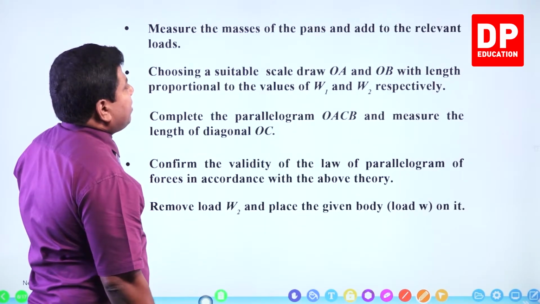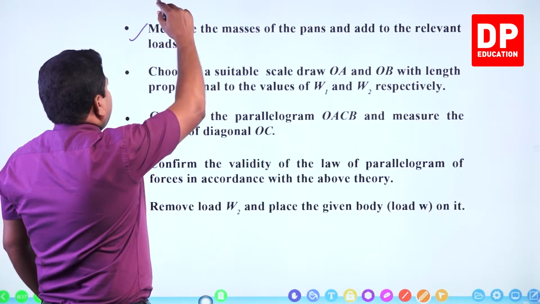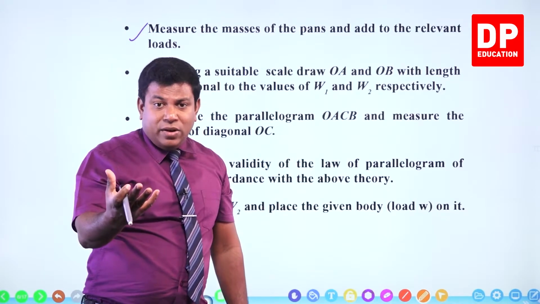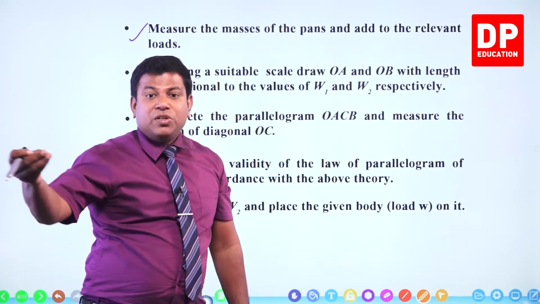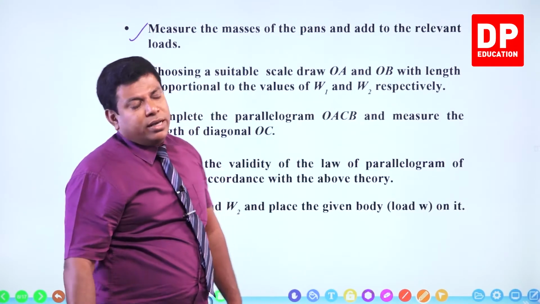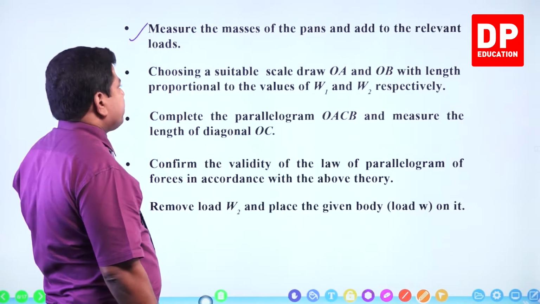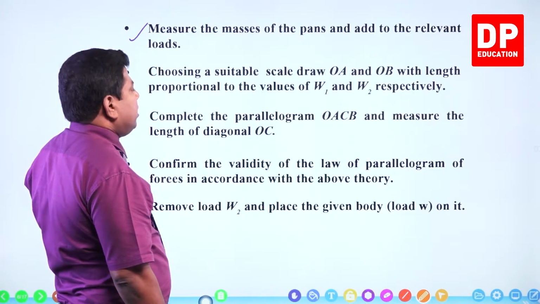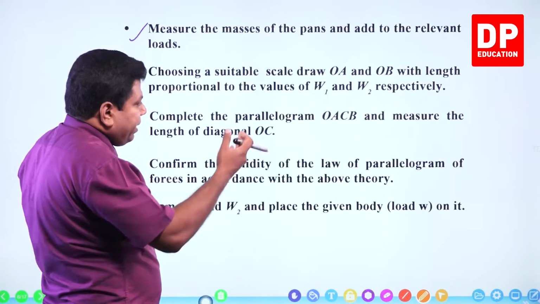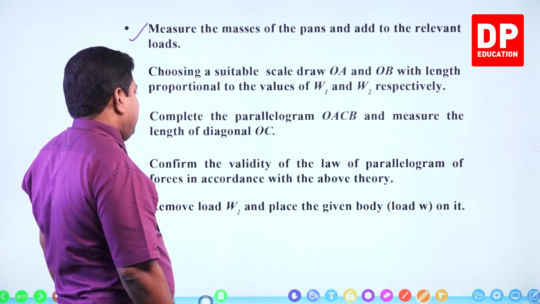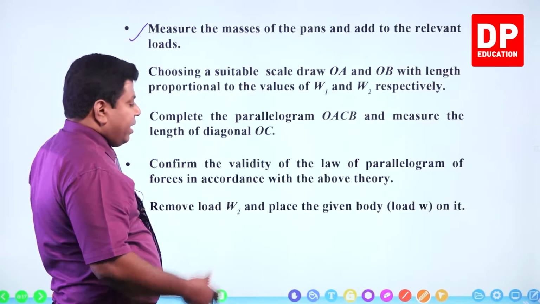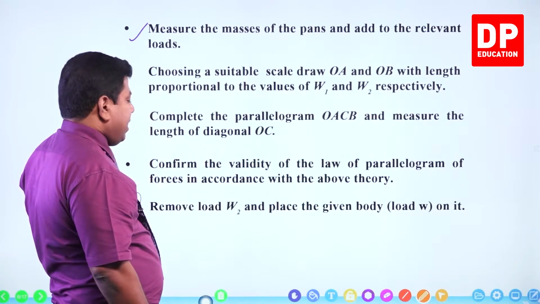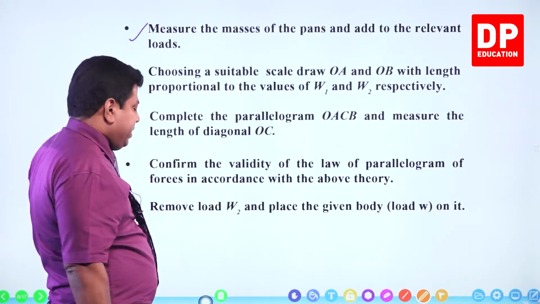Measure the masses of the pans and add to the relevant load. See, to eliminate the error caused by the mass of those pans, one option you have, measure the weights of those pans and add that also to the weights that we have hung there. Choosing a suitable scale, draw OA and OB with lengths proportional to the value of W1 and W2. Complete the parallelogram OACB and measure the length of diagonal OC. Confirm the validity of the law of parallelogram of forces in accordance with the above theory.